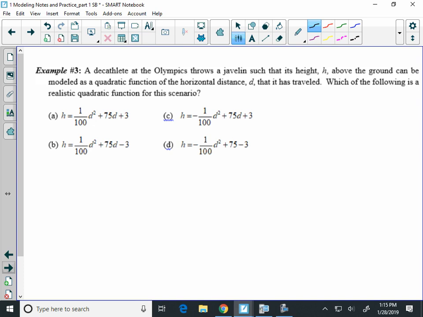You're right. Alright, so here's our decathlete. Oops, that's not a good picture. Not that I'm that great of an artist anyway, but here's my decathlete, right? And they're throwing a javelin. A javelin is the long little thing with the... Looks like a javelin, right? And he's throwing a javelin.